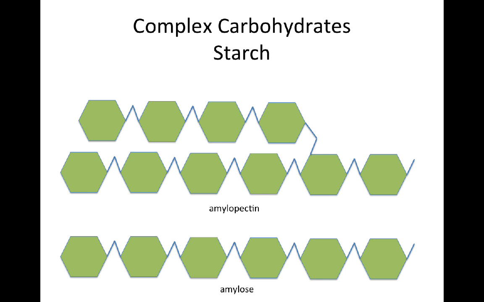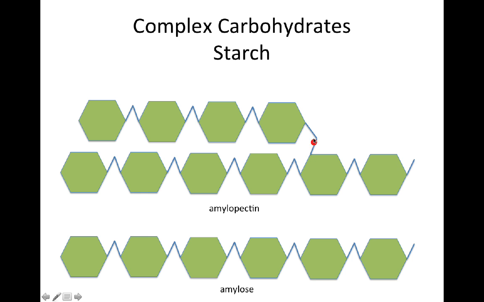Now the complex carbohydrates are going to be polysaccharides. These are molecules where you have many sugar units, and here we're looking at glucose still, connected together. Some of the main ones are starch. With starch, you have two main types: amylopectin and amylose.